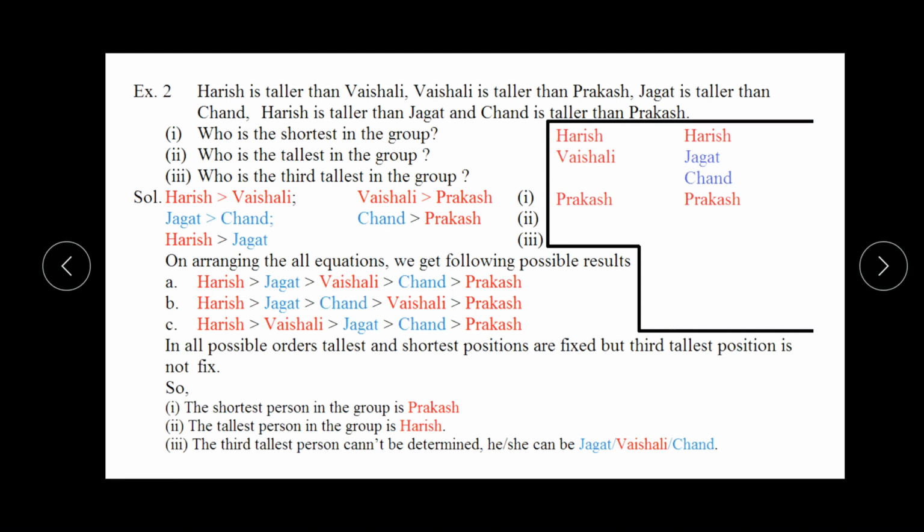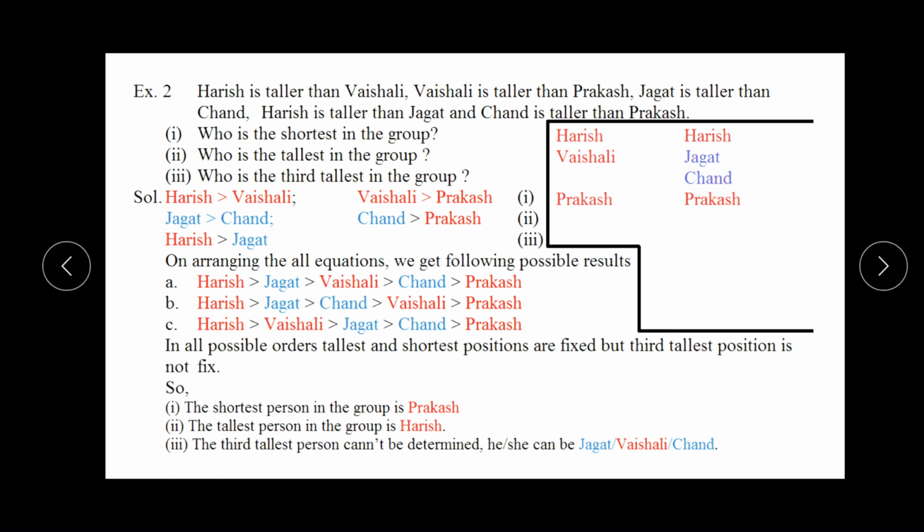But what about the third question? Who is the third tallest in the group? To find out the third tallest person, we will see only these three names: Vaishali, Jagat, and Chand. In the statement, the comparison between Vaishali, Jagat, and Chand is not given. It means only two comparisons are there, that is between Jagat and Chand.